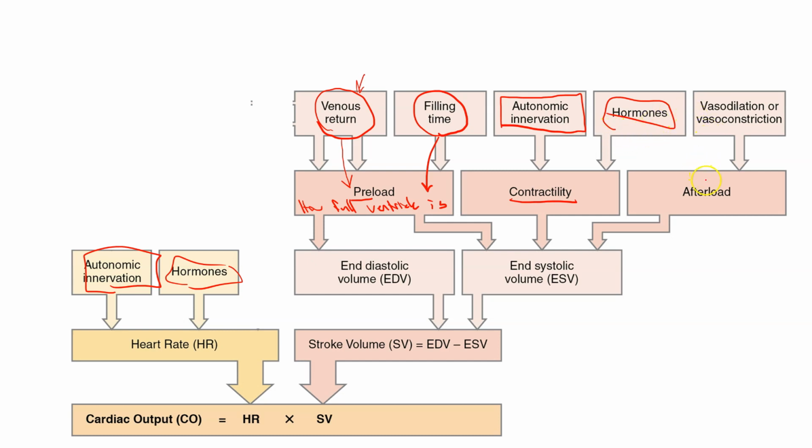And then afterload is predominantly affected by vasodilation and vasoconstriction. If we're talking about the heart, and here's the main blood vessel, if there's kind of a peripheral vasoconstriction that happens, that will actually increase the pressure in this vessel, or if there's a vasodilation that happens where the vessel gets bigger, that will decrease the pressure in here. And so it makes it easier or less easy for the heart to overcome the afterload, depending on vasodilation, vasoconstriction.